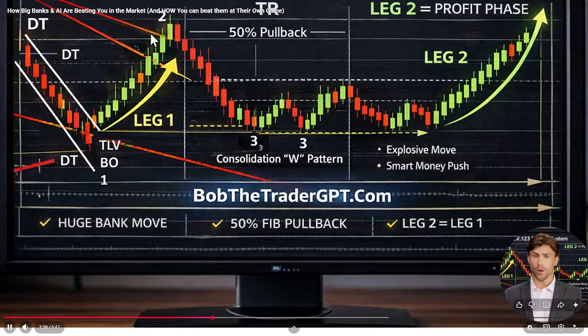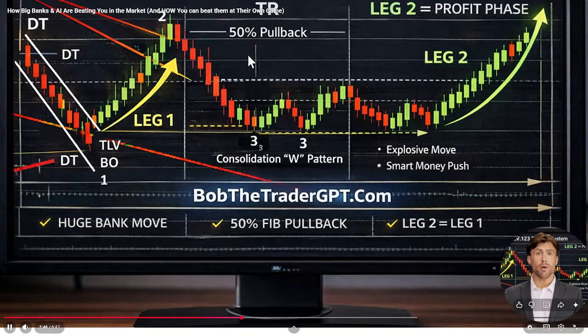Now here is the important lesson. Leg 1 is powerful, but it is not always the safest place to enter. Many traders chase leg 1 after it is already extended. That is risky. Why? Because after a strong impulse move, the market often needs to pause, rebalance, and pull back. That is exactly what happens next.